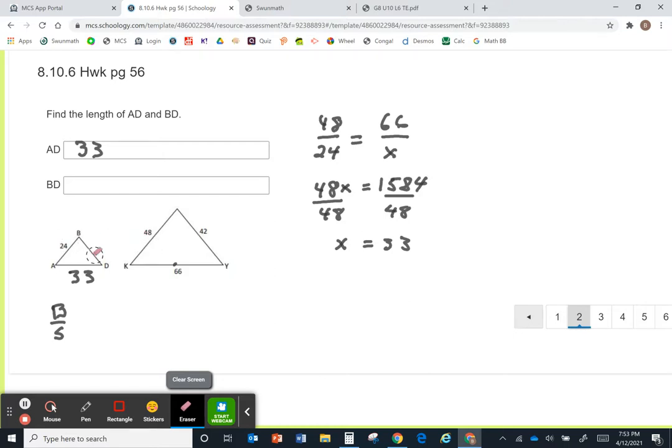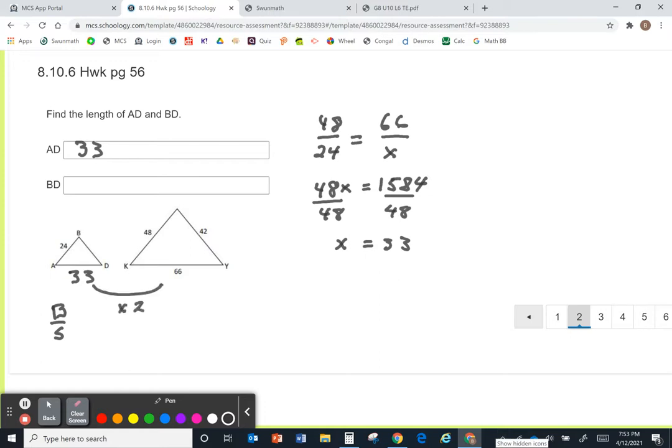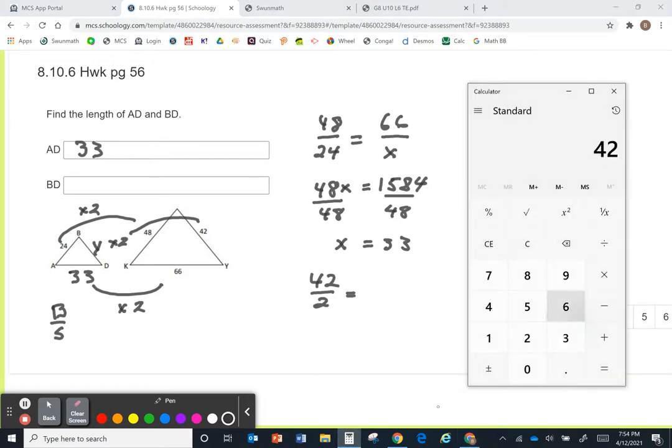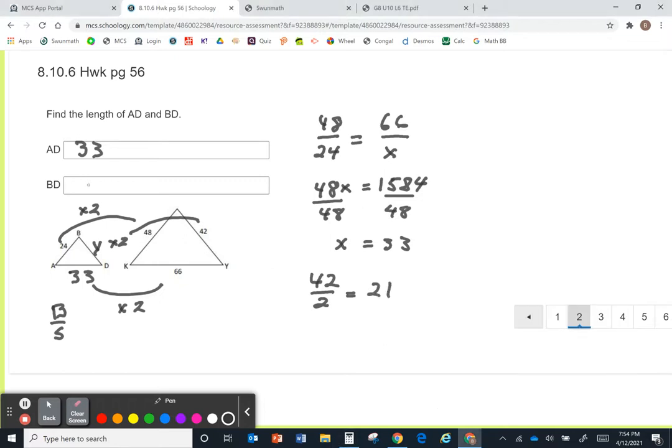You can see this way times this way is times 2, and this one times this one is also times 2. So we call this one Y, and Y times 2 is 42. If you do 42 divided by 2, you get 21. You knew that. BD is 21.